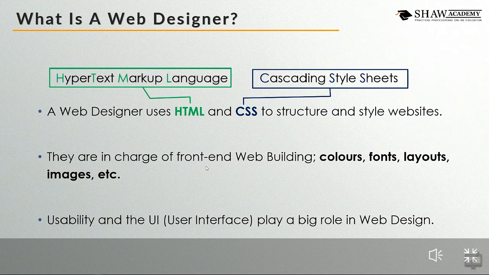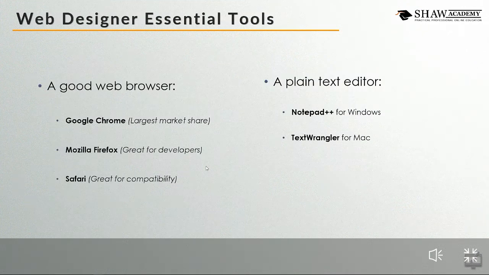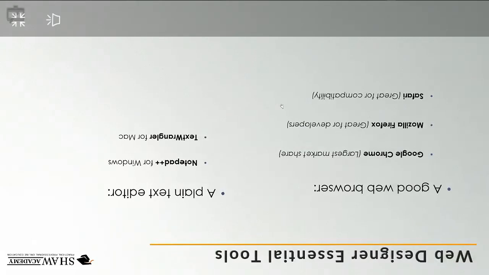Alright? So usability and UI, or user interface, play a huge role in web design, and we'll be discussing more about that over the coming lessons. So what does a web designer need? Well, you're in luck, because for a starting web designer, you only need two things. The first thing you're going to need is a good web browser. Now notice, I'm saying a good web browser.